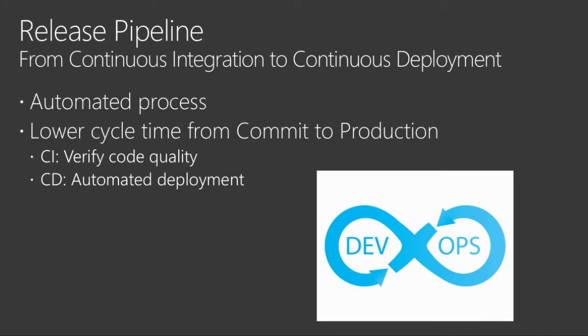So let's talk about release pipelines. What is the purpose of release pipeline? How does it work? And why do you care about it? So the purpose of release pipeline is to basically lower the cycle time from the moment that you check code in until you get that code into production.